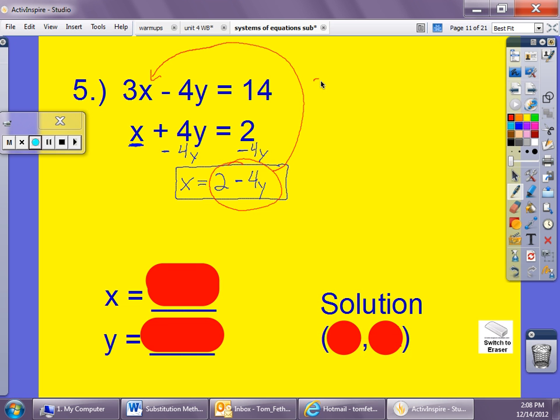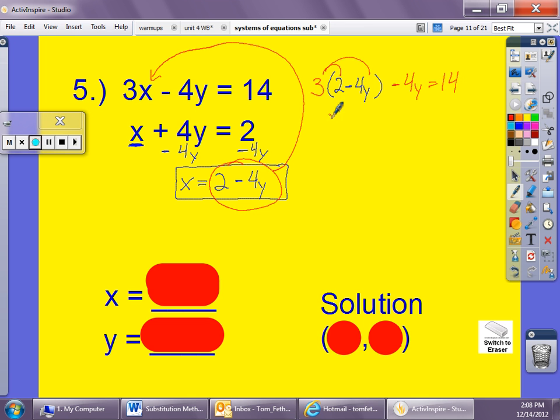So I have 3, and now I'm taking out my x, and I'm substituting 2 minus 4y, that's what we circled, that's what we're replacing, and then minus 4y equals 14. Now we can simply solve this, so we distribute.